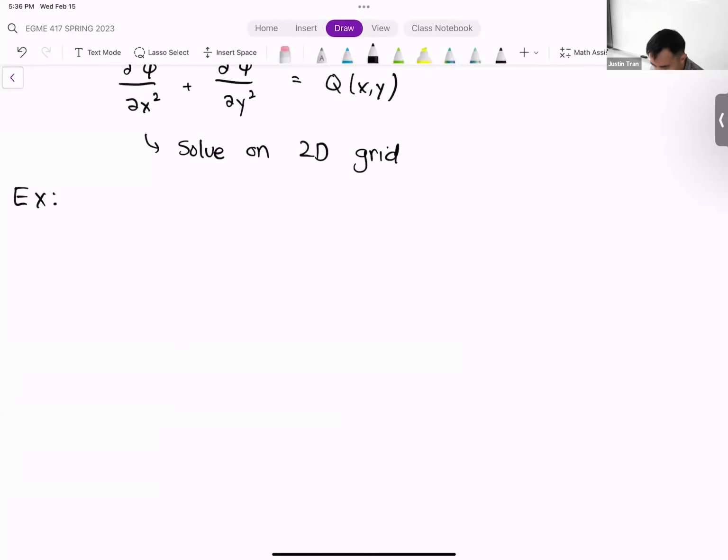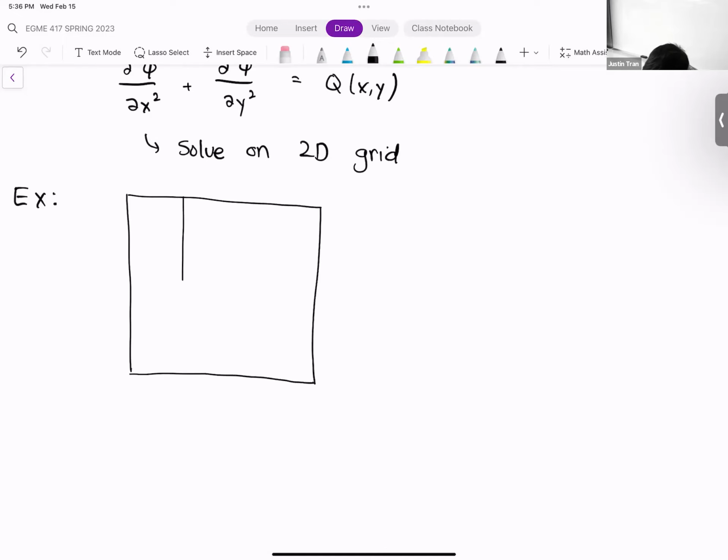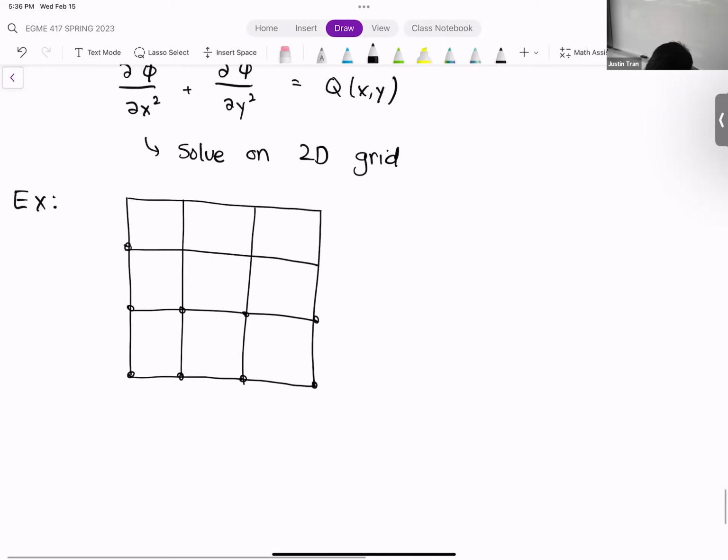All right, so I'm going to draw the same grid as I did before. Let's draw our 16 node grid just for the sake of this example. Remember, each node here has both its unique ID number and also its IJ coordinates.